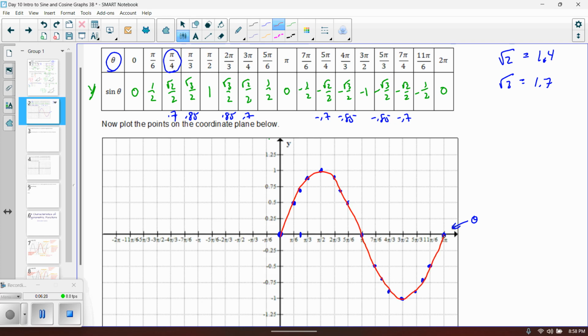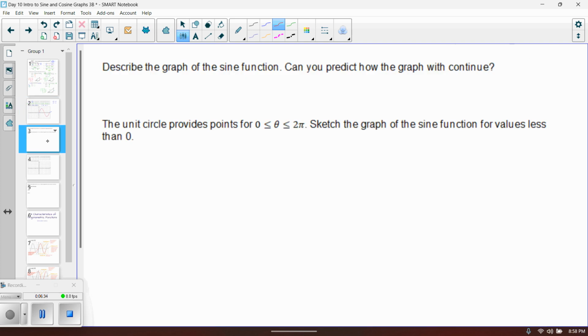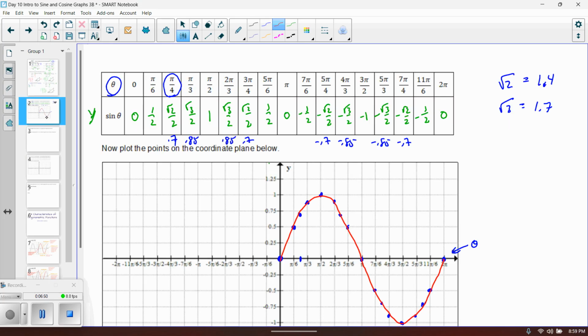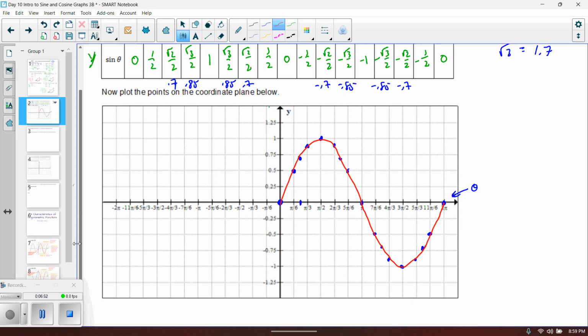Now there's a couple questions I believe on the next page that it's going to ask you some things about this. Let me peek at that real quick. Describe the graph of the sine function. Can you predict how the graph will continue? And then it says the unit circle provides points from only 0 to 2 pi. Sketch the graph of the sine functions for values less than 0. All right. So can we predict what's going to happen here?